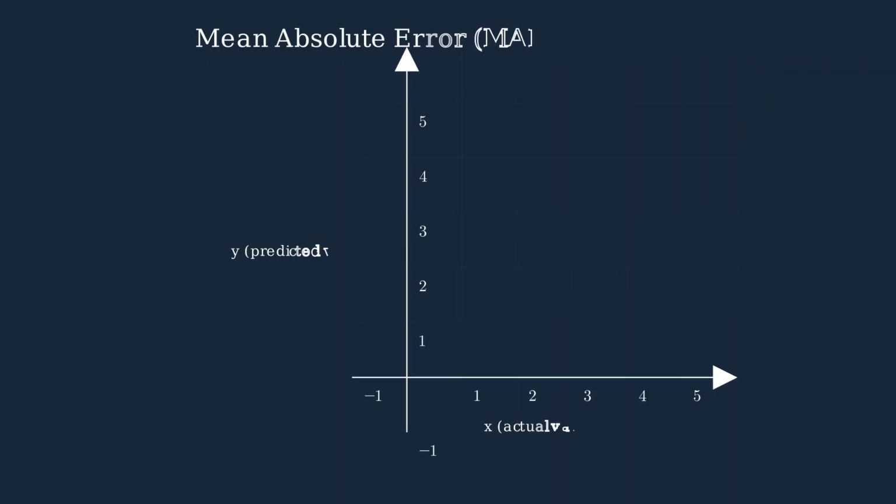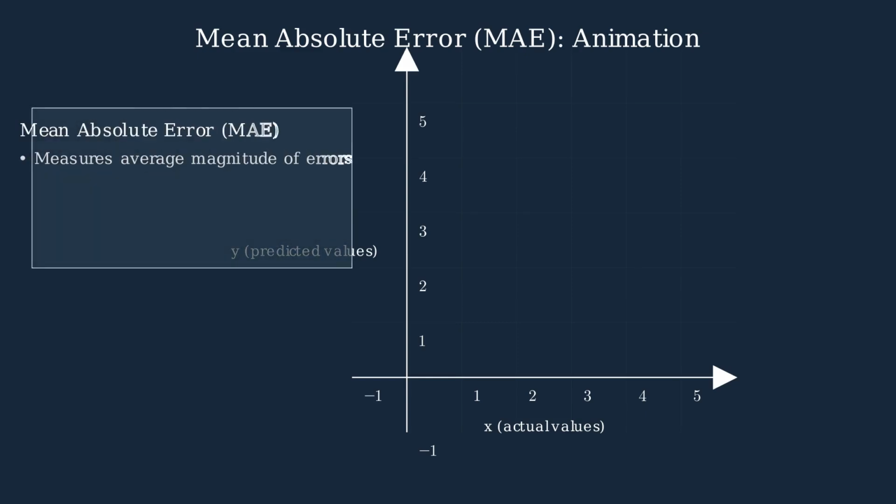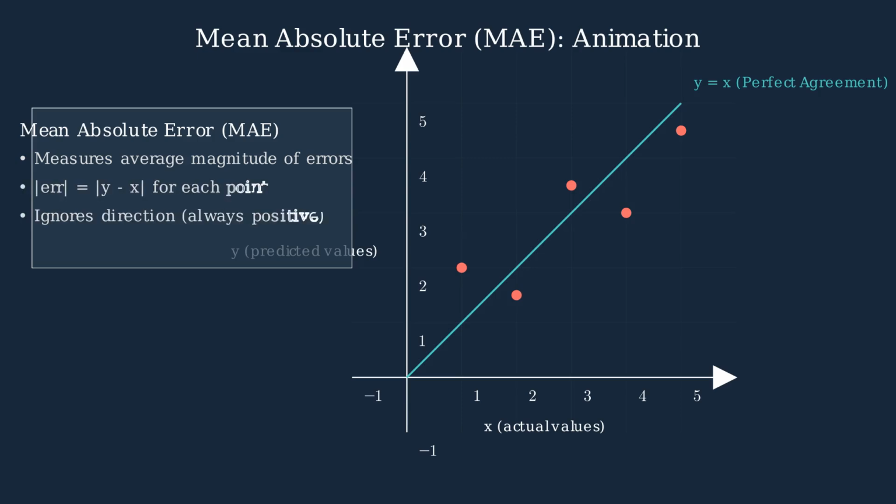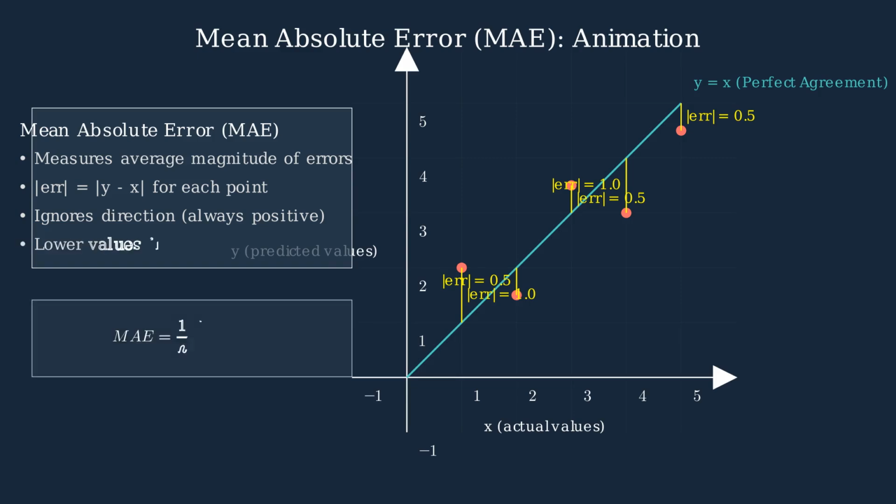Mean absolute error, or MAE, is a common metric for measuring the average magnitude of errors between pairs of observations. To calculate MAE, we start with paired data points that represent corresponding measurements or predictions. For each pair, we calculate the absolute difference between the actual and predicted values, which is the vertical distance to the perfect agreement line. The mean absolute error is calculated by taking the average of all these absolute differences.